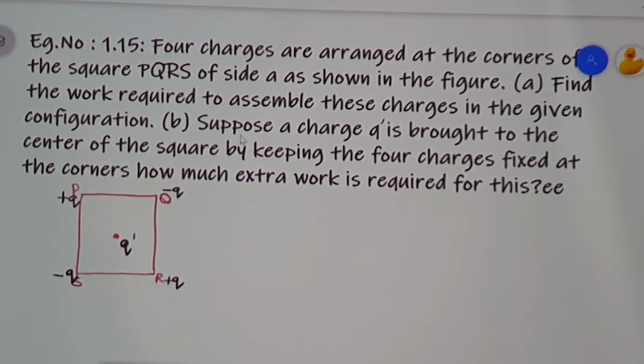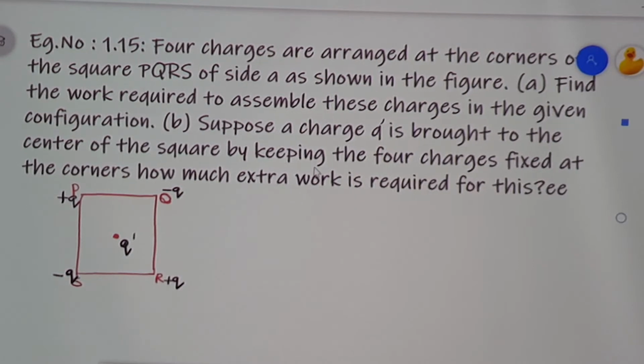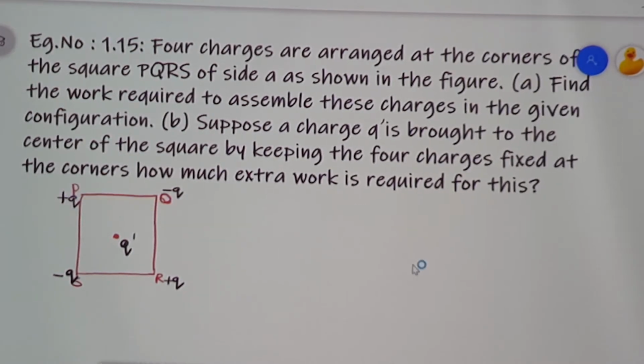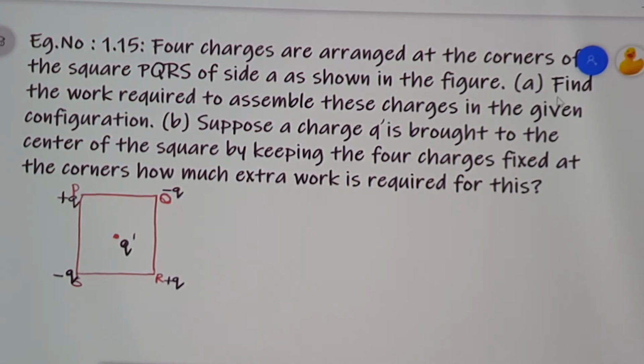The second one is: suppose a charge Q dash is brought to the center of the square by keeping the four charges fixed at the corners. How much extra work is being done? That was the problem asked. So look at the diagram. You have the square with four corners P, Q, R, S. At the four corners, we have four charges: plus Q, minus Q, then plus Q, and again minus Q.